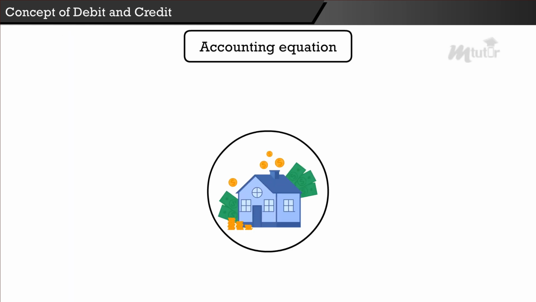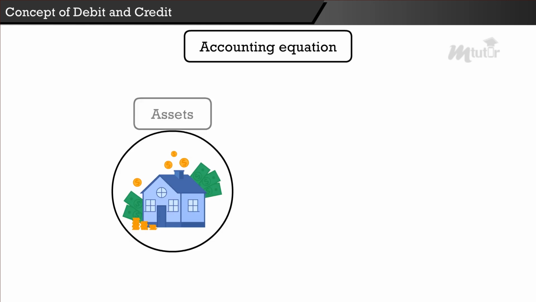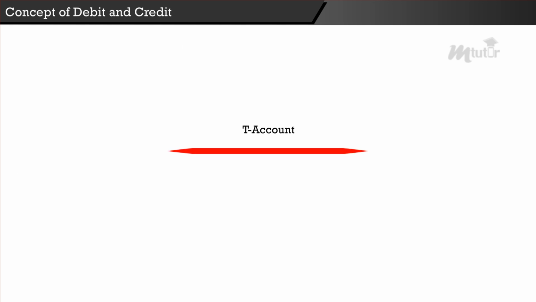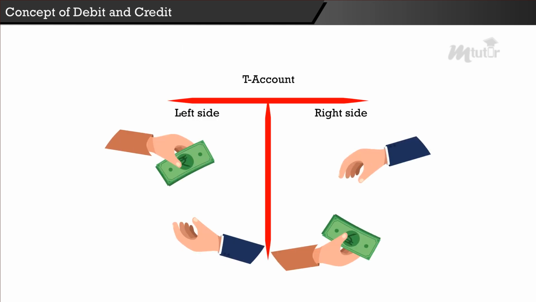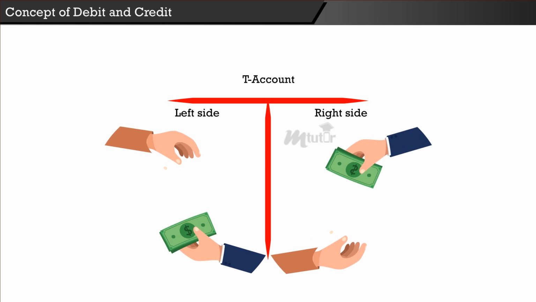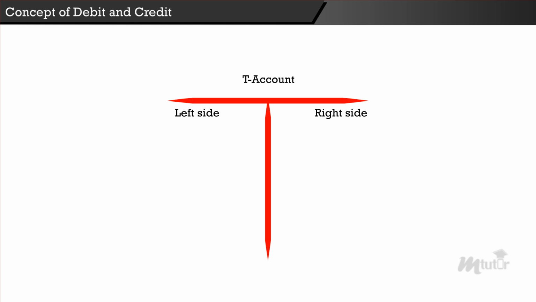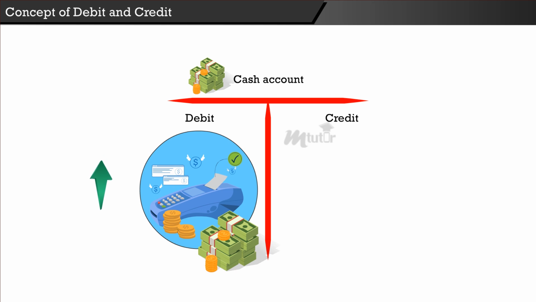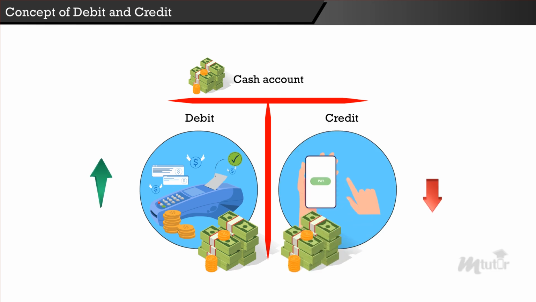This double-entry system ensures that the fundamental accounting equation, assets equal liabilities plus owner's equity, remains in harmony, providing a structured method to record and track financial activities in a business. A T account, named for its resemblance to the letter T, visually represents transactions within specific accounts. It is divided into two sides: the left side represents debits, and the right side represents credits. For instance, in the cash account, left side entries record cash increases like receipts or deposits, while right side entries record cash decreases, such as payments or withdrawals.